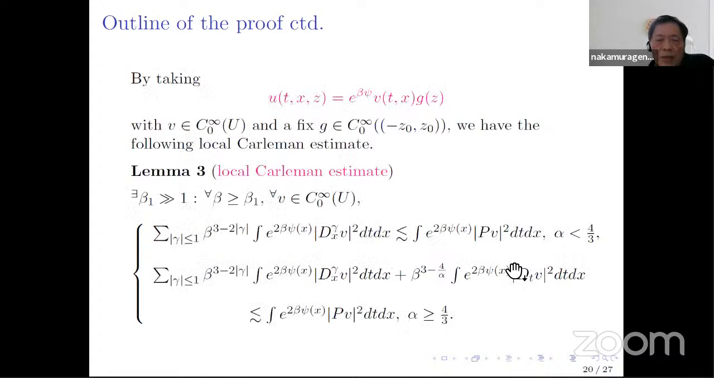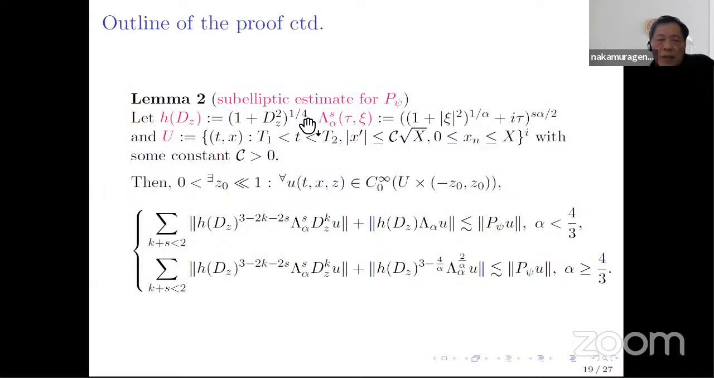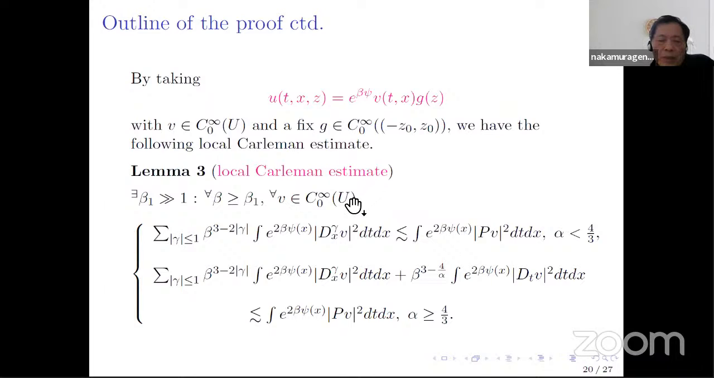Then how to get the Carleman estimate? The Carleman estimate can be derived by just taking U in this way. And then we can interpret the previous sub-elliptic estimate into a Carleman estimate for the V. So we can have this kind of Carleman estimate.